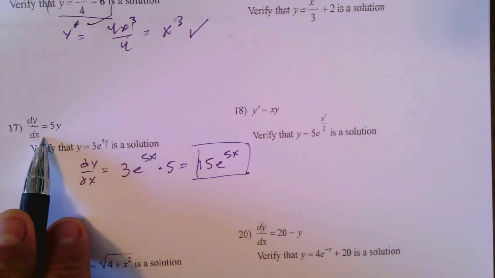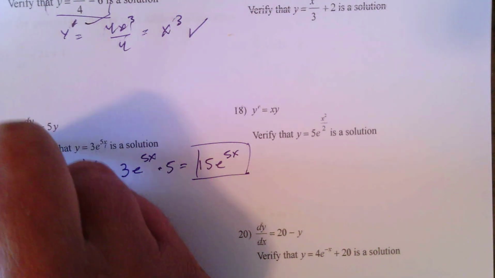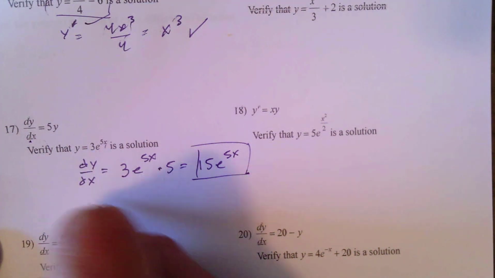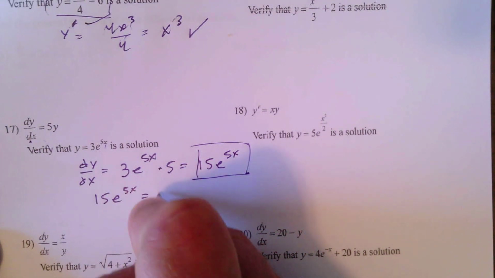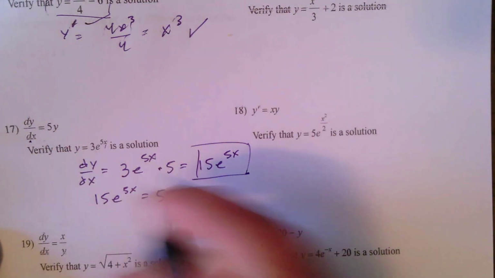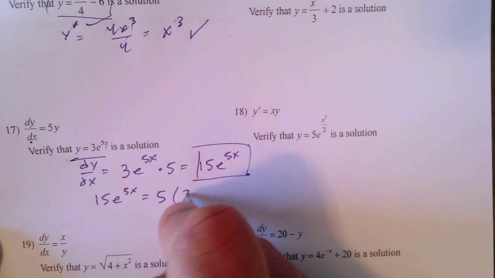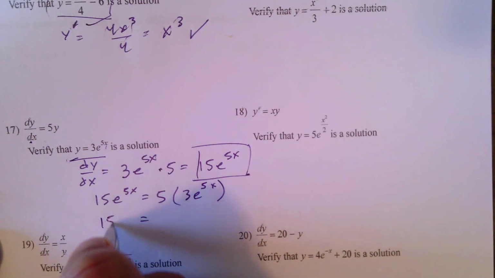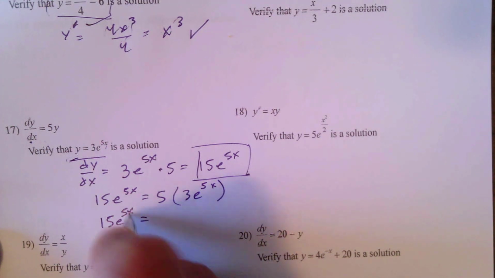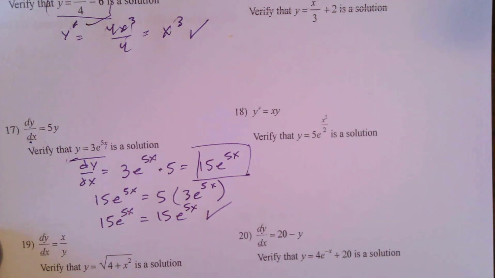Now we're going to go back and plug this back in, because here it's a little bit different. On the left side here, we have 15e to the 5x. On the right side, we have 5 times y. But what are we told that y is? Now we look here and we see that y is equal to 3e to the 5x. And if we multiply out the right side, we get the same thing. So that's how we verify it.